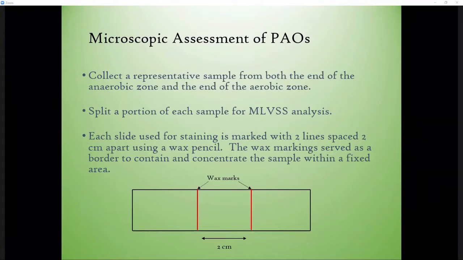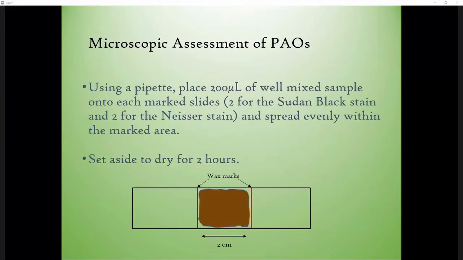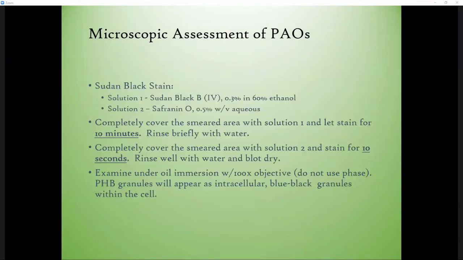But what this does, having these wax lines, it contains the sample within a fixed area all the time. So you're always scanning the same fixed area and you're always using the same volume. And so I use a well-mixed sample. I put 4 drops on there, put it aside, let it dry. Then I'm going to stain them. I usually stain 2 with the Sudan black and I stain 2 with the Nile blue stain. And then I do an average.